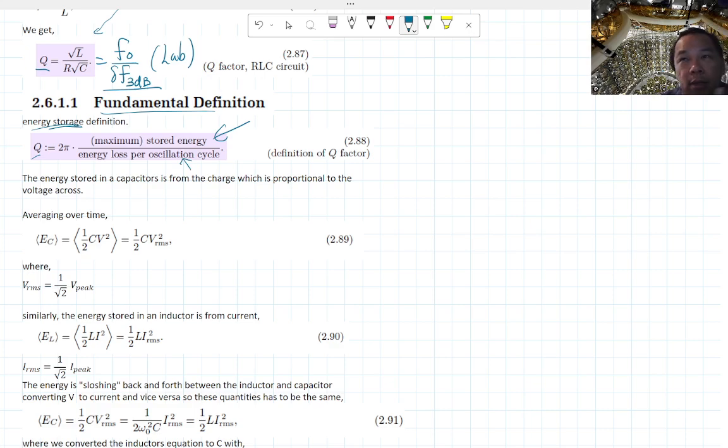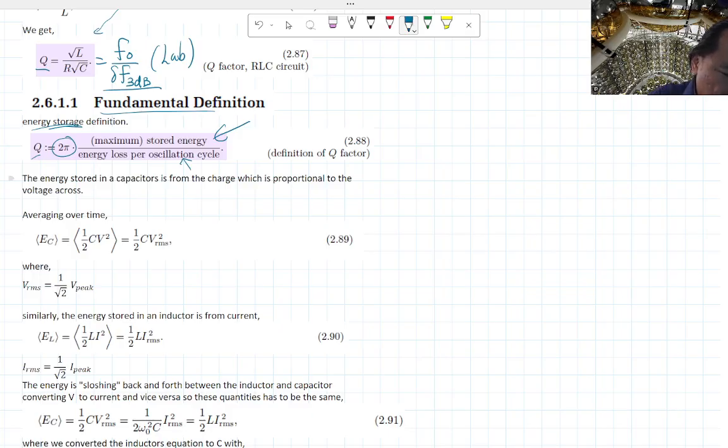And we want to calculate this per cycle, because every time the input goes up and down, you want to figure out how much energy is lost per cycle. Okay, and we're going to put a 2 pi in front of it, because that's going to be nice, and we're going to see how that factor cancels out. So how much energy is stored in our resonator?